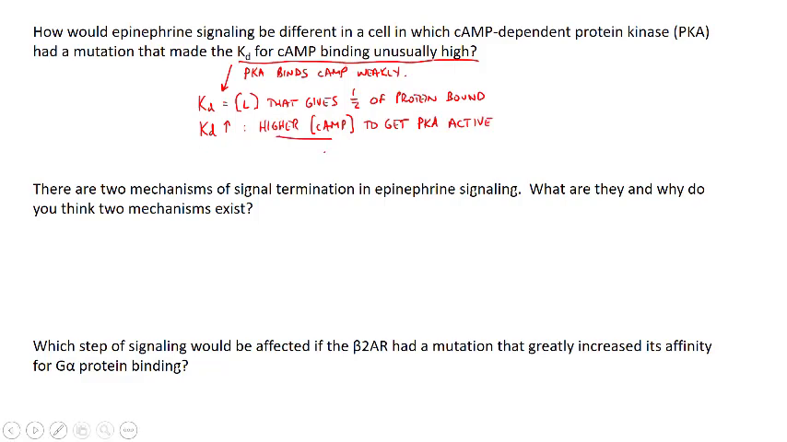Okay, we need a higher concentration of cyclic AMP, but where does cyclic AMP come from? It comes from adenylate cyclase. So that means adenylate cyclase will have to work longer before cyclic AMP levels get high enough.